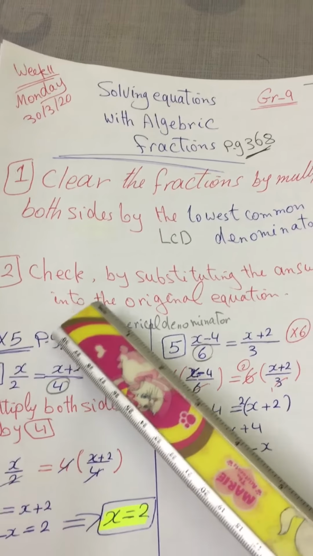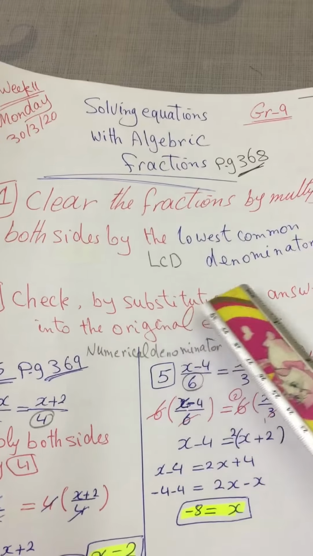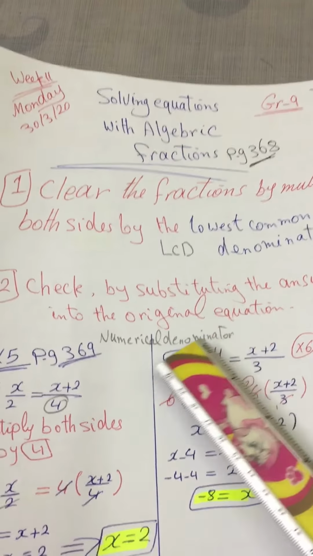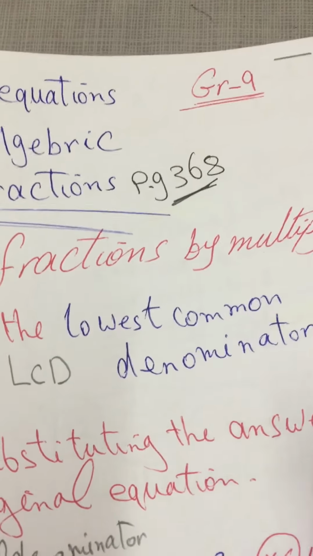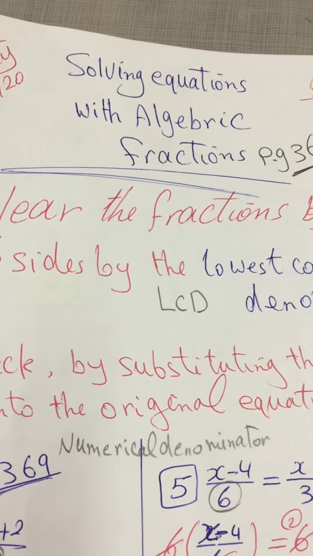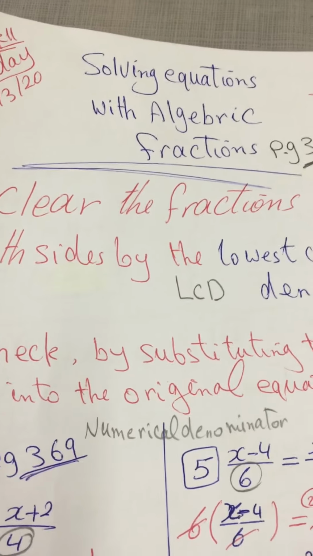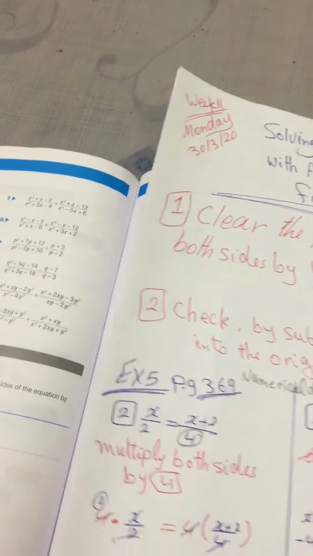And then finally, after you finish solving, check by substituting the value you get in the original equation. So again, our lesson today is on page 368. We will solve algebraic equations with numerical denominators. First of all, we have to clear the fraction to remove the denominator, by multiplying both sides of the equation by the least common denominator. Let's see the first example and first problem in this lesson.